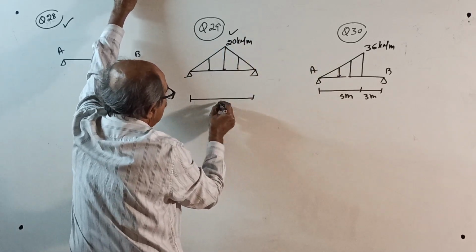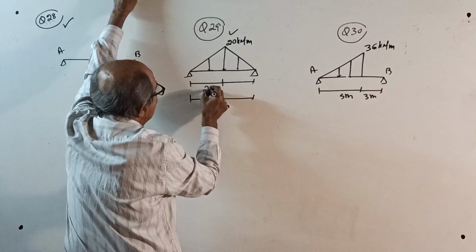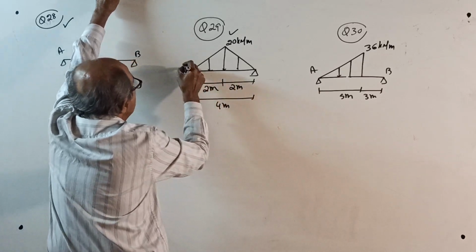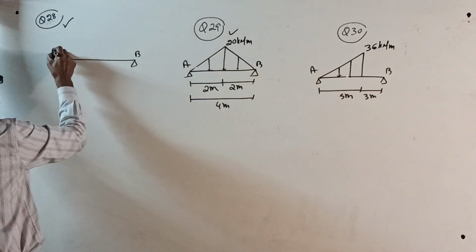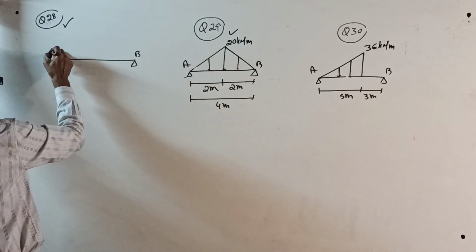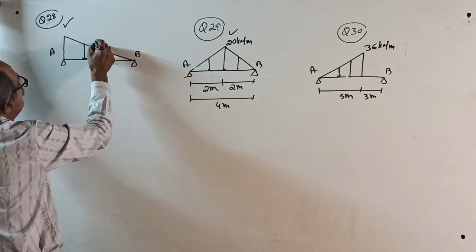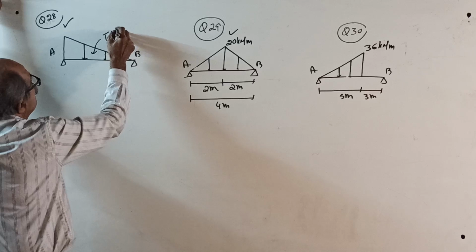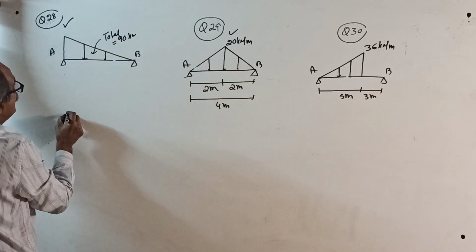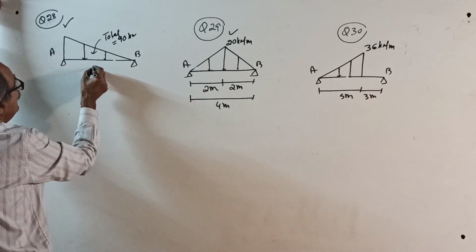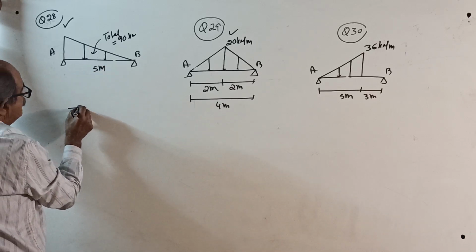Span is 4 meter. The maximum is at the center. Both are 2 meter, 2 meter. AB. Here I will give it the other way, because last time I gave it this way. Now I will give it this way. This is a standard case. Now I will give the total load. Total equal to 90 kilonewtons. The total is given, be careful. Actual length is not required. Length is 5 meter. Okay, start.